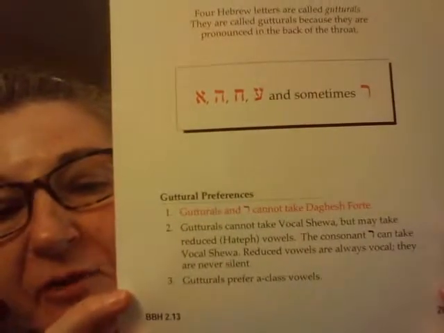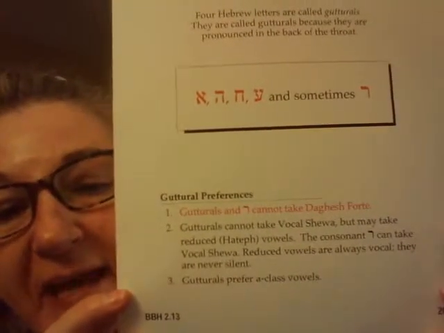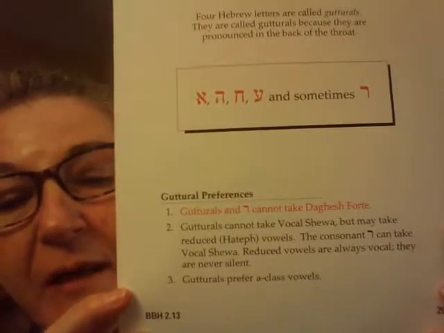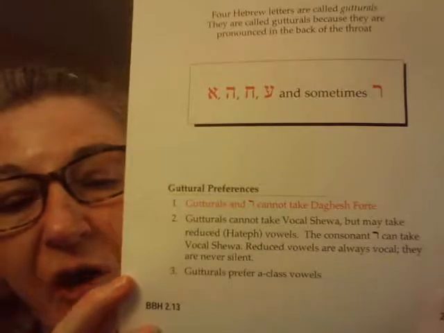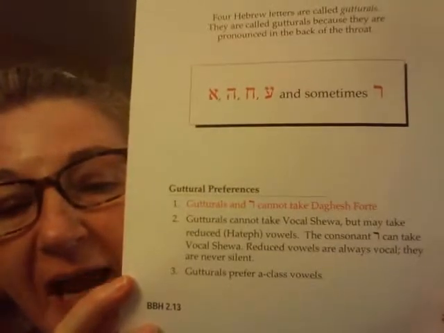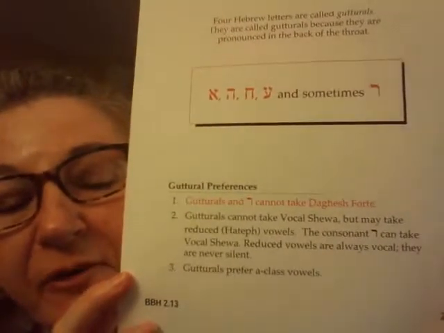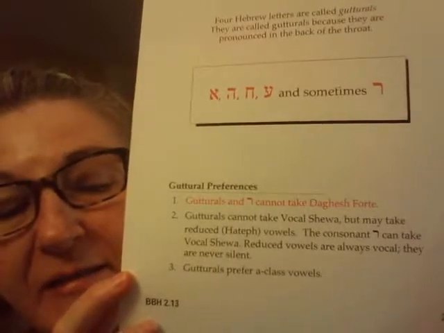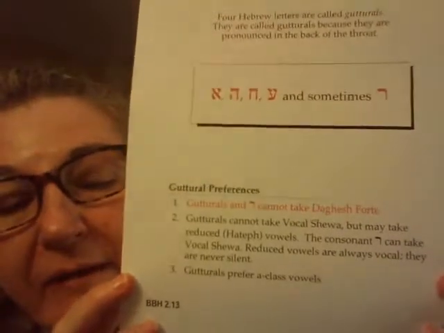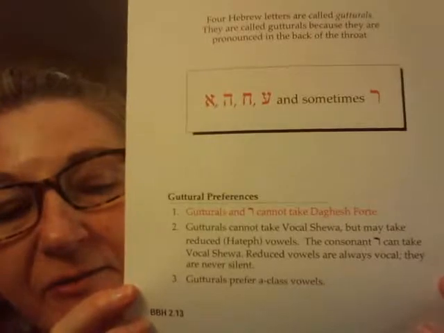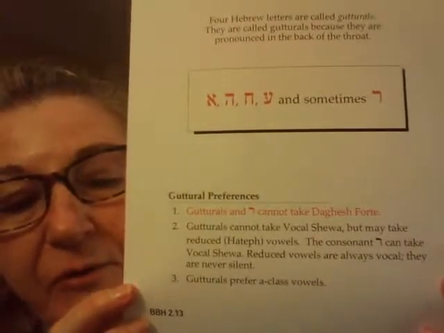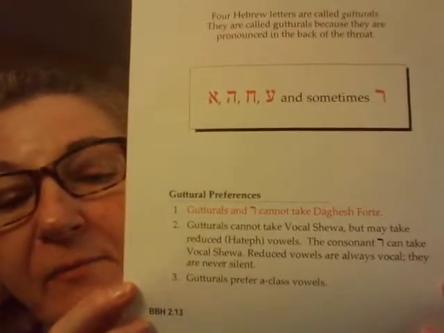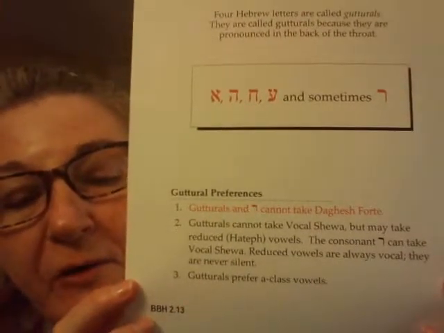Gutturals cannot take the vocal schwa, but may take a reduced hatef vowel. The consonant resh can take the vocal schwa. Reduced vowels are always vocal, they are never silent, and these gutturals prefer the A-class vowels. So the vowels are always going to go back to an A class instead of an E or an O or the U class. So memorize these 3 rules with regard to the gutturals.